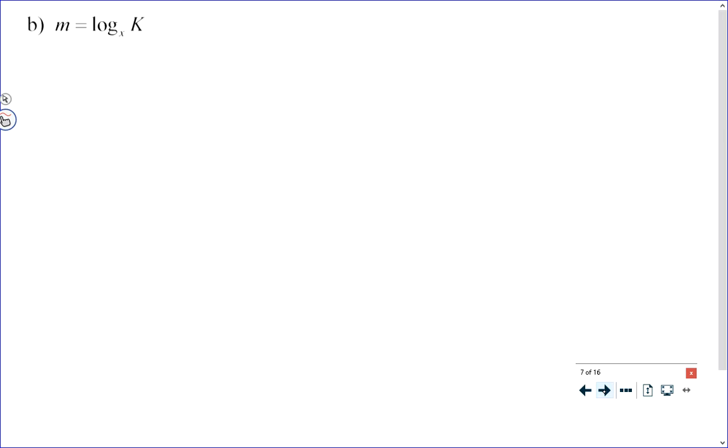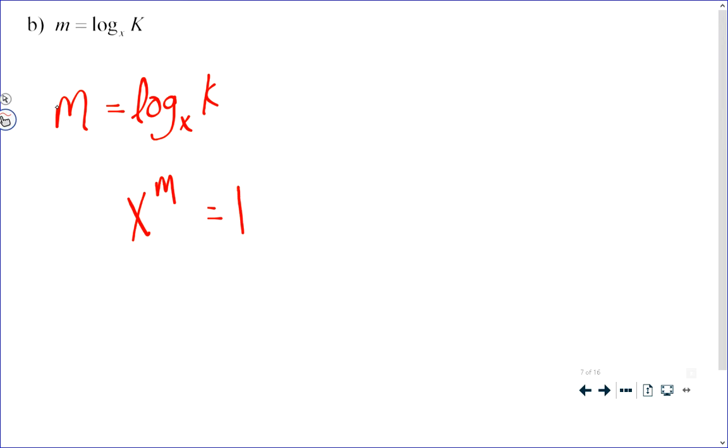What is m equals log base x of k saying? It's saying that m is the exponent to which you raise x to get k. In a logarithmic expression, the item that's by itself is the exponent, because the item that's by itself is the logarithm. It's equal to the logarithm.